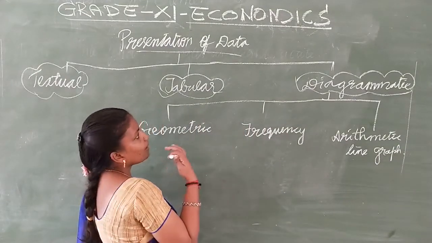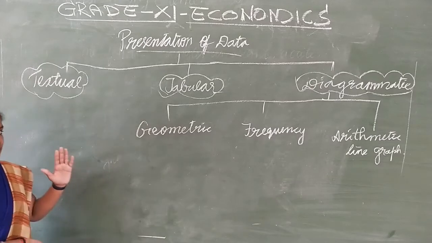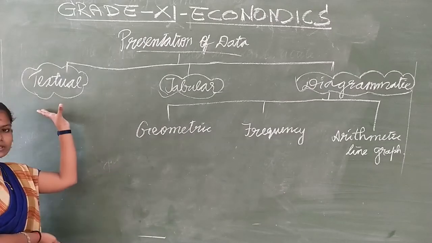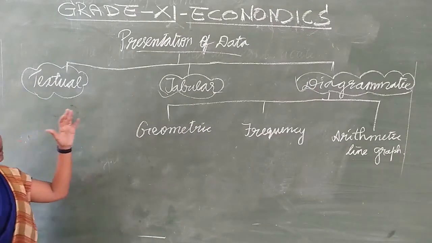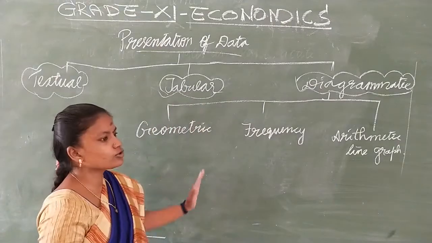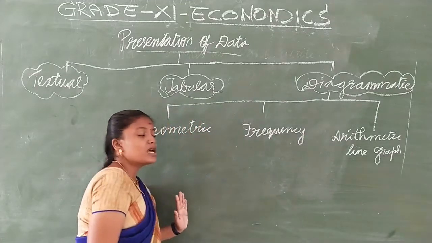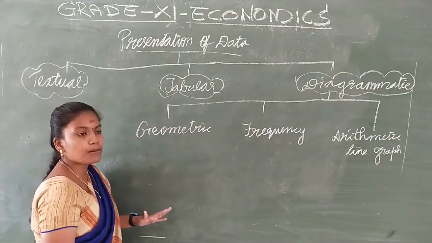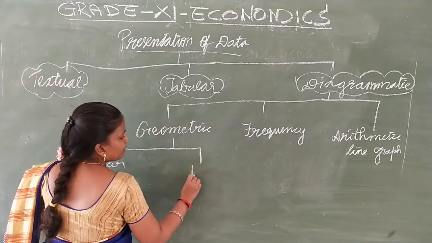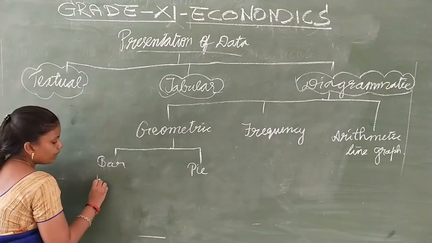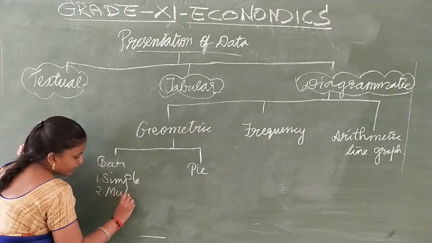Children, this is an example of the concept map or mind map of the lesson. However I have understood the lesson, I am presenting it in such a way. What you have to do is also present the concept map. When you talk about the textual presentation, give the definition of textual presentation, how you have understood. Talking about tabular presentation, mention the parts of a table. Then when you move on to the diagrammatic presentation, you can include the various kinds of diagrams. In geometric diagrams, we discussed two: a bar diagram and a pie diagram. In bar diagrams we had the simple bar diagram and the multiple bar diagram.